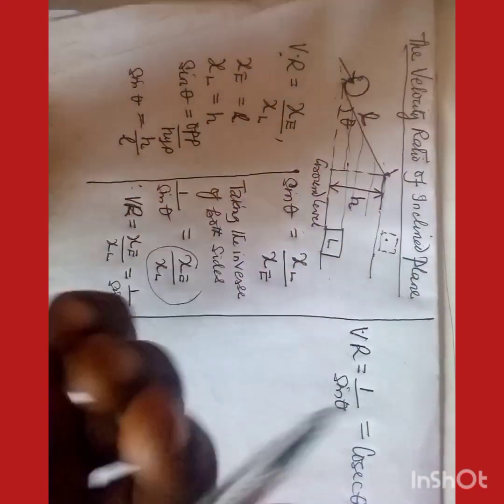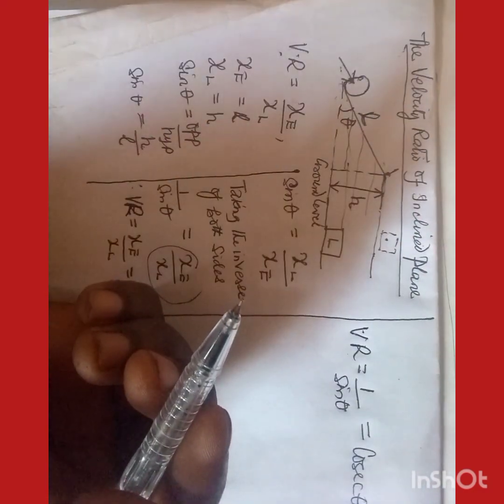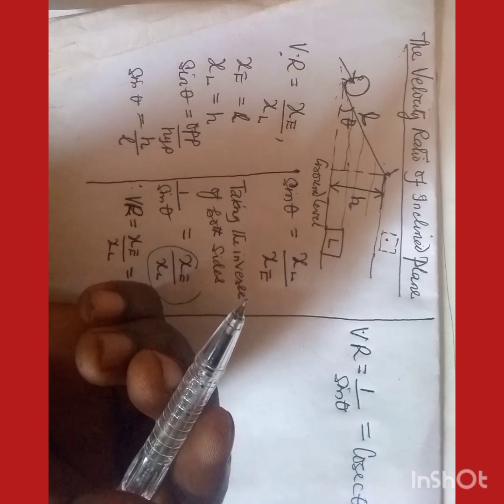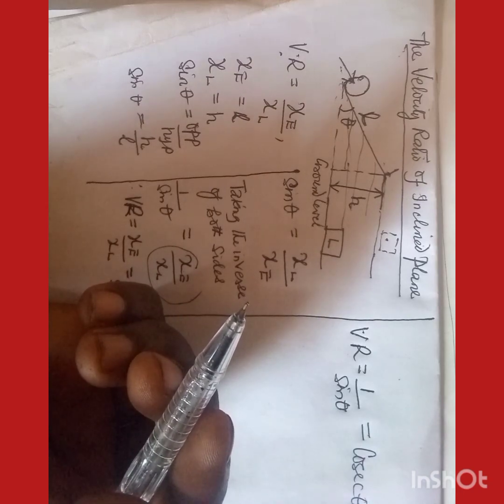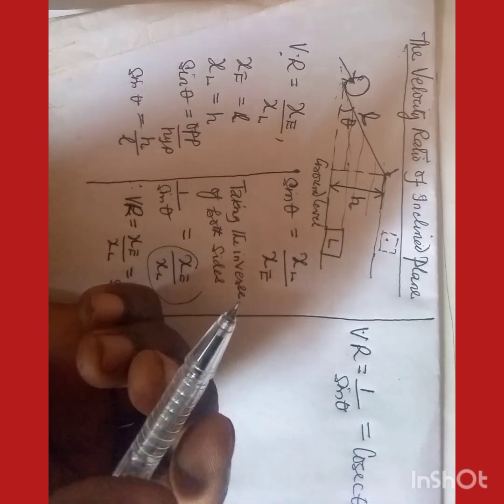Now, for JAMB students, with my research, I've discovered that in most of the questions asked on inclined plane, the angle is usually 30. I simply say that the velocity ratio of inclined plane at an angle of 30 is just 2. How did that come about 2?